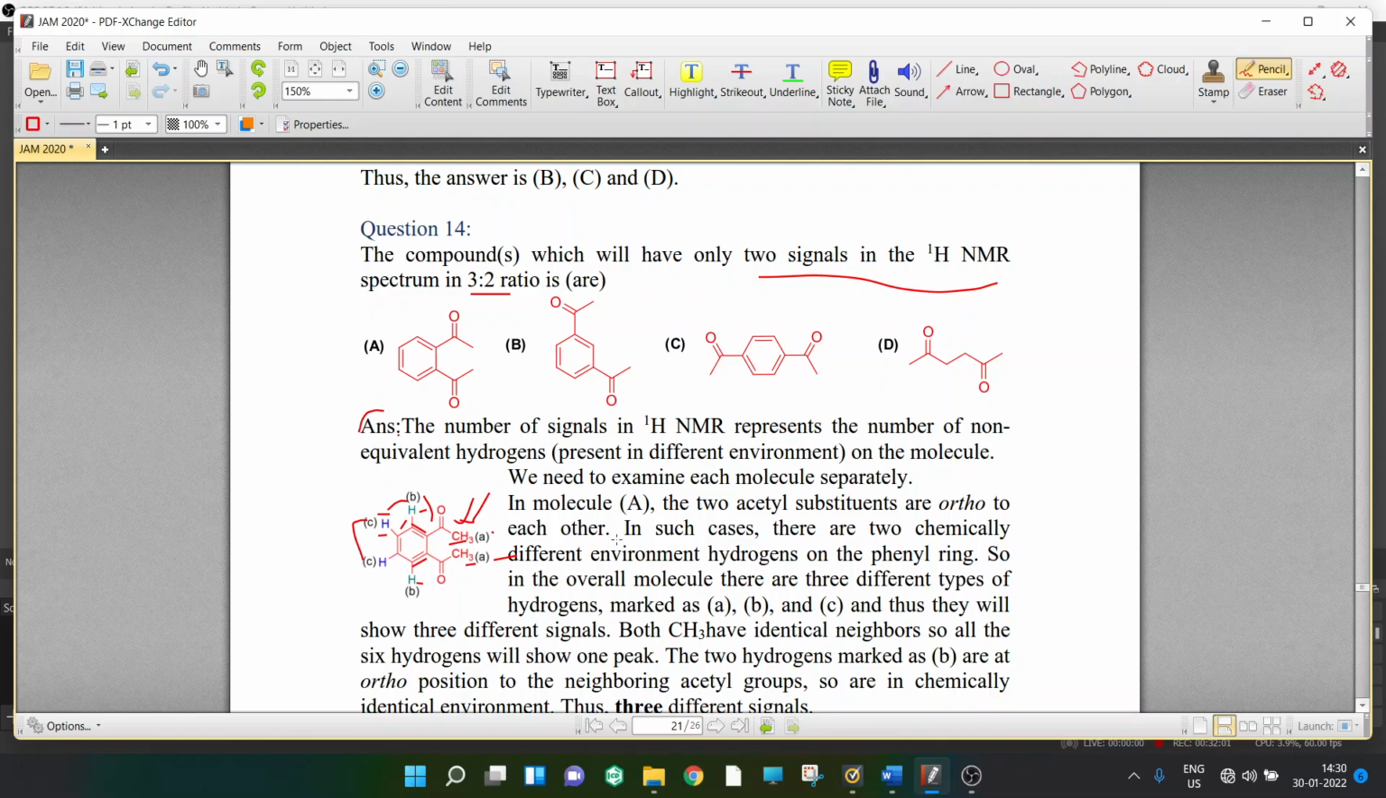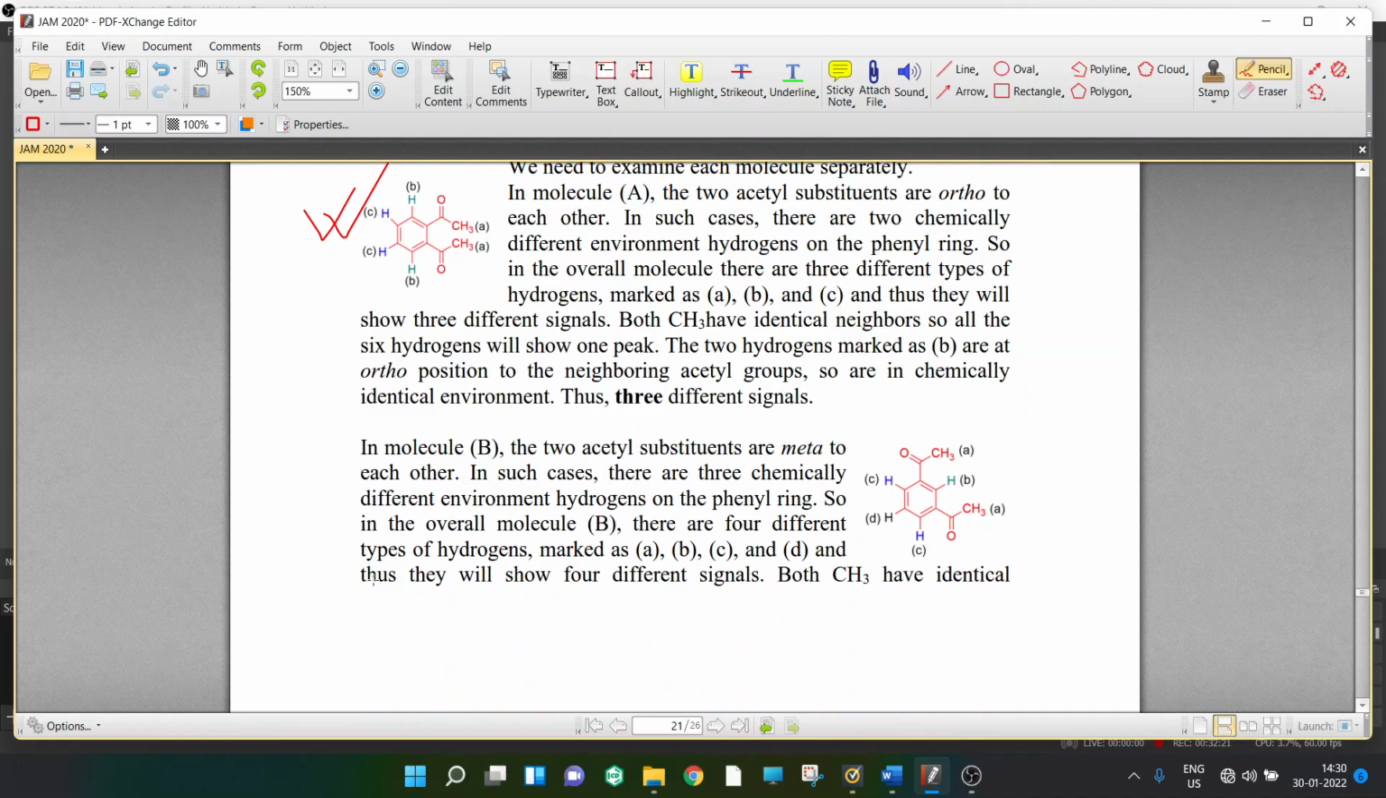When I am getting a carbon, B and C are different. That means very clearly this is giving 3 different signals. So we need not look at the ratio of the spectrum at all. This is not the answer. Let us look at B.